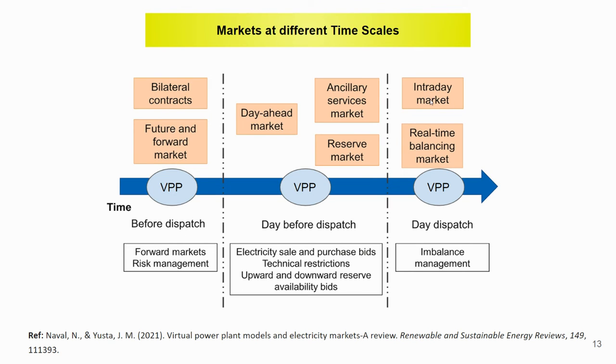Now, the intraday market. Intraday markets are designed to adjust the energy traded in the day-ahead market with greater precision. Now, the real-time balancing market. The real-time balancing market is the last market opportunity for balancing production and consumption. The gate closure of this market typically ranges between 5 and 30 minutes before the actual energy delivery.